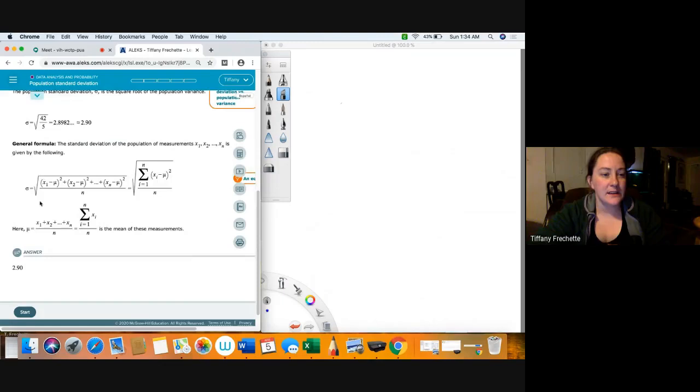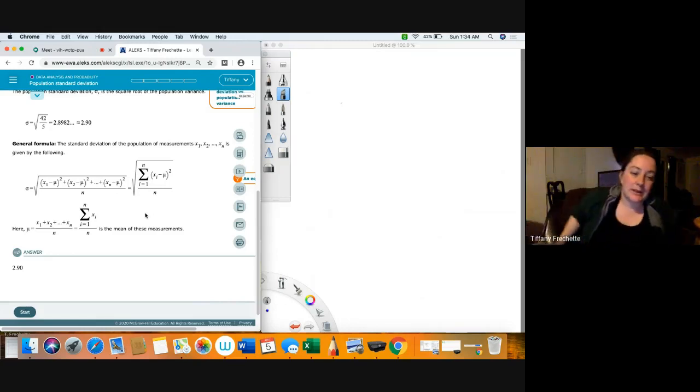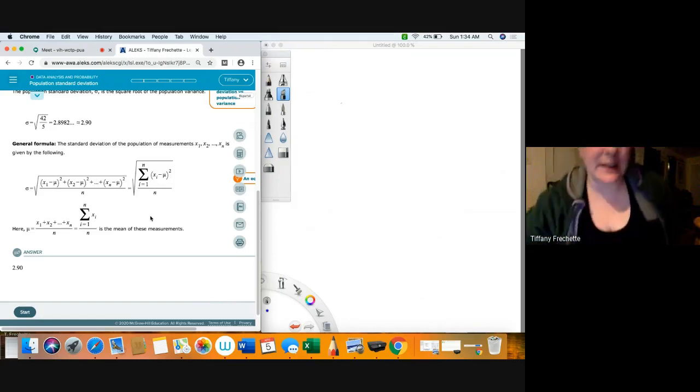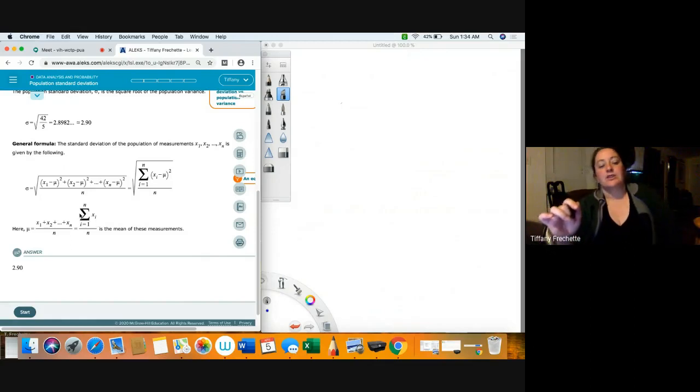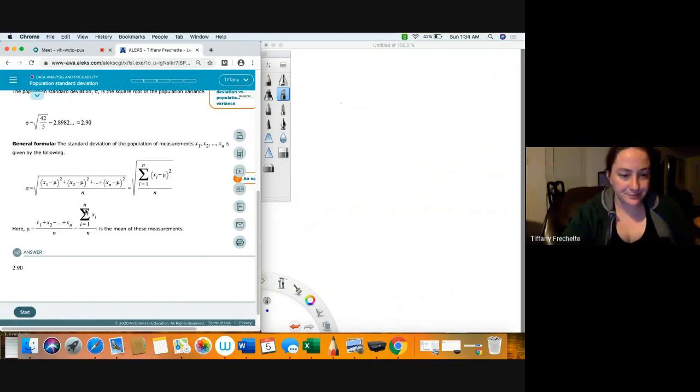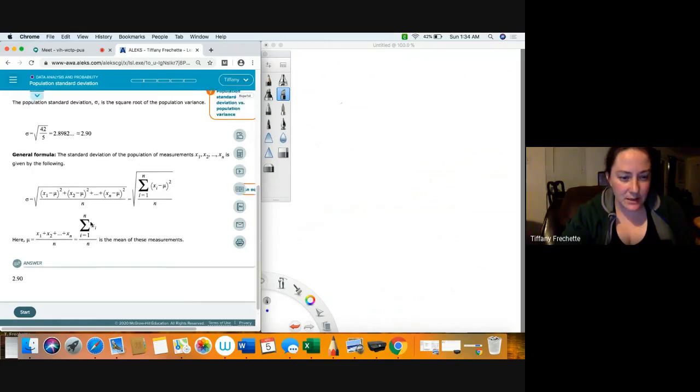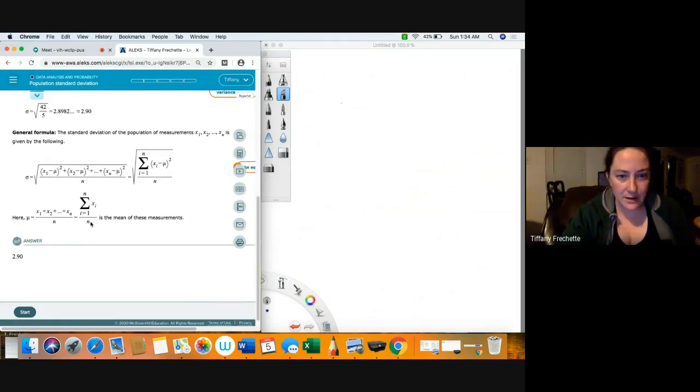And then this is the general formula. The formula looks quite a bit more complicated than the actual calculation because they're using a lot of those Greek symbols. Like that big E-looking symbol is the symbol for sum, and so it's just a way to say that you're adding up all the squares. So let's see. I think we are ready to go ahead and get started.